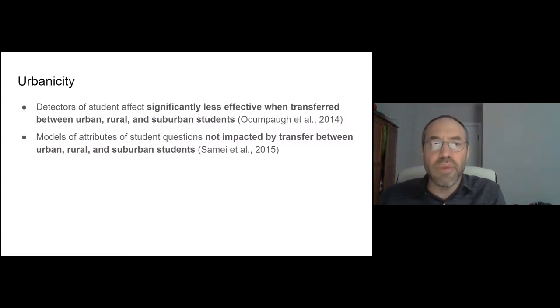There's been some other unpublished work on affect detectors that suggests that they have the same issues that Okampa found. I've been urging those folks to publish. I'm also aware of some work showing that a lot of widely used findings on intelligent tutoring systems don't apply across urban, rural, suburban breakdowns. Not quite the subject of our paper, but still relevant.